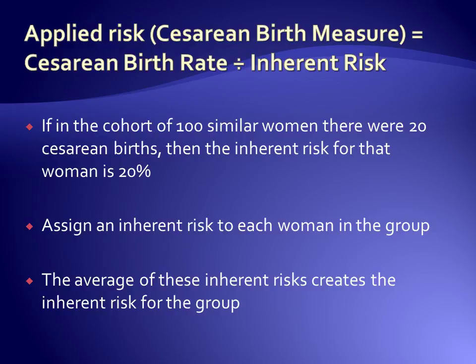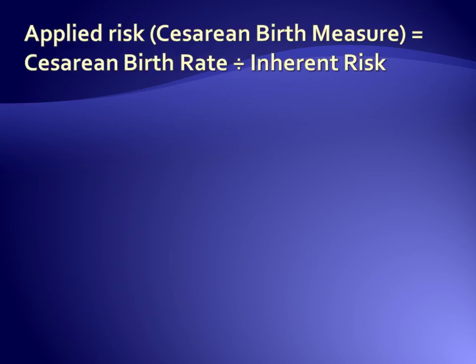If in the cohort of 100 similar women there were 20 cesarean births, then the inherent risk for that woman is 20%. We then assign an inherent risk to each woman in the group. We can use the average of these inherent risks to create the inherent risk for the group. Now that we know both the cesarean birth rate and the inherent risk for any given group of women, we can solve the equation for the applied risk, and this creates the Birthrisk Cesarean Birth Measure.